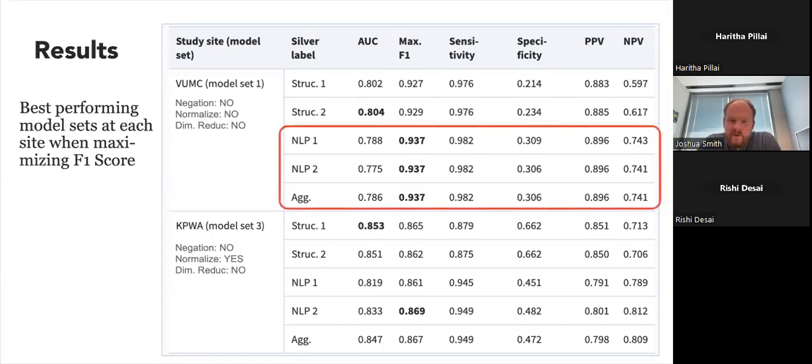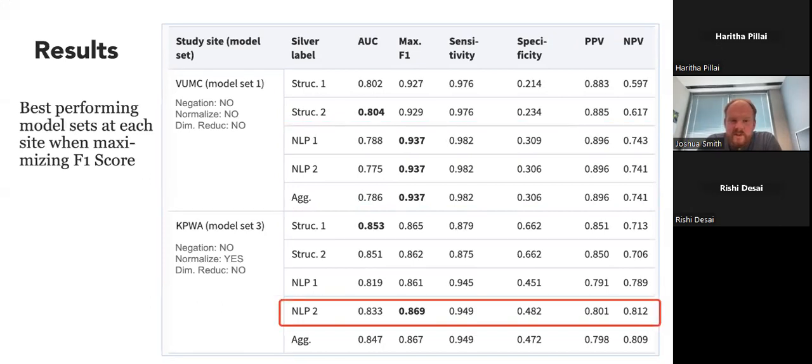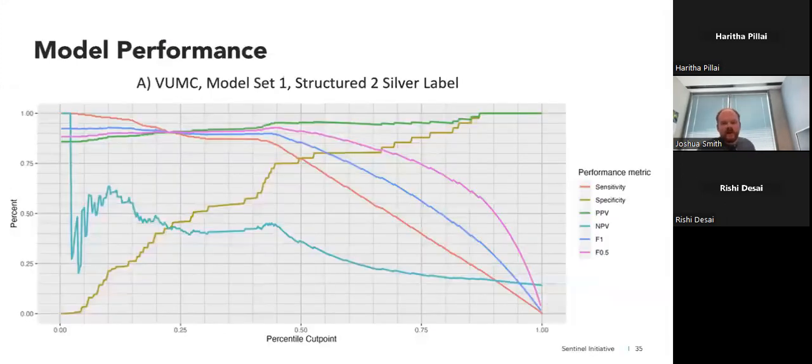If we want to look at where F1 is maximized instead of the highest AUC, we see that performance is also very good, 98% sensitivity, 89.6% positive predictive value. KP Washington, for their model with the highest AUC, again with structure label 1, that's at 80.853 area under the curve, 88% sensitivity and 85% positive predictive value. And the performance at the maximum F1 was from an NLP silver label, and that had 95% sensitivity and 80% PPV. Another way to look at these results are using these graphs here.